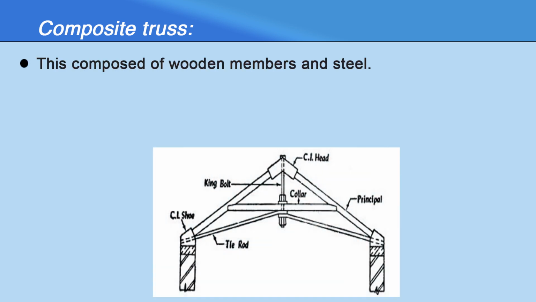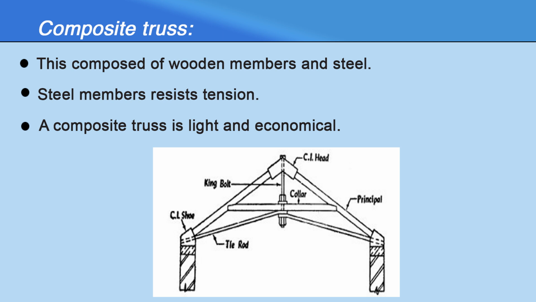Next, composite truss. This truss is composed of wooden members and steel. The steel member resists the tension, and the composite truss is light and economical. This photograph shows a combination of wooden members and steel members.